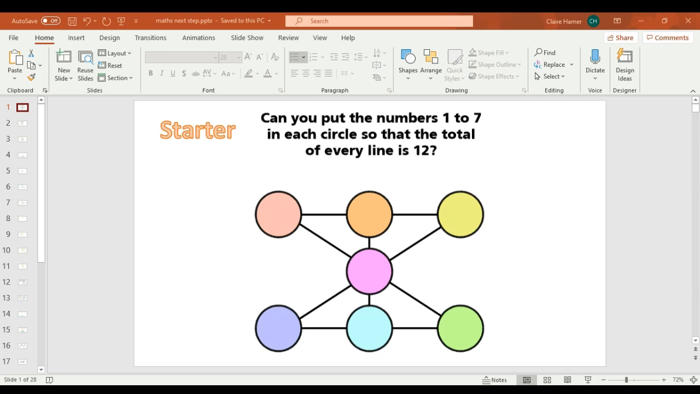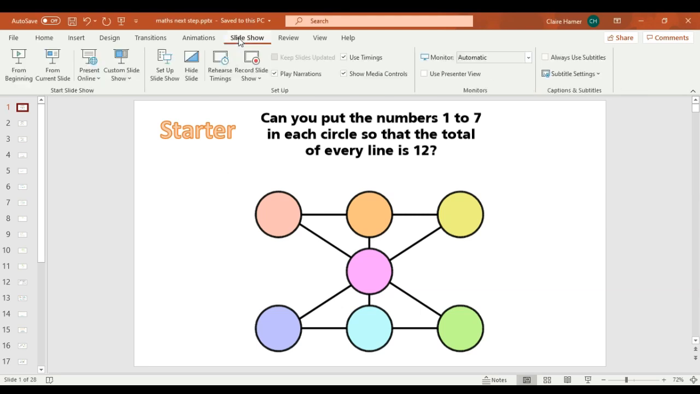So we will get started with today's maths lesson. Today we are moving on to something slightly different to what we've been doing the past five or six days. I just wanted to say that I'm really impressed with all the work that I've seen. You've done a brilliant job at multiplying and dividing fractions, so well done. Let's get going with today's starter.